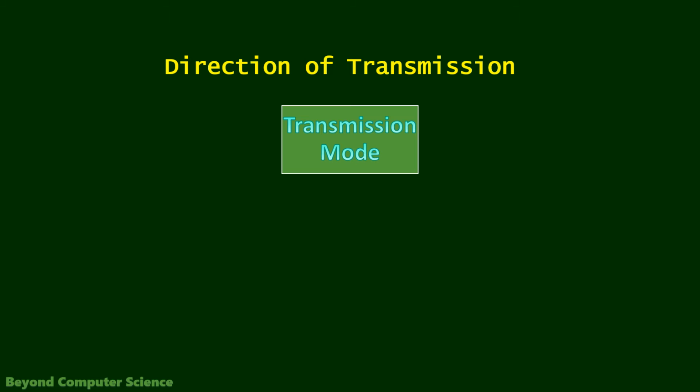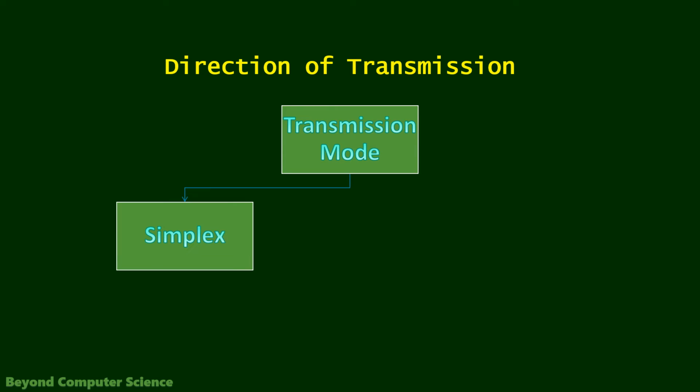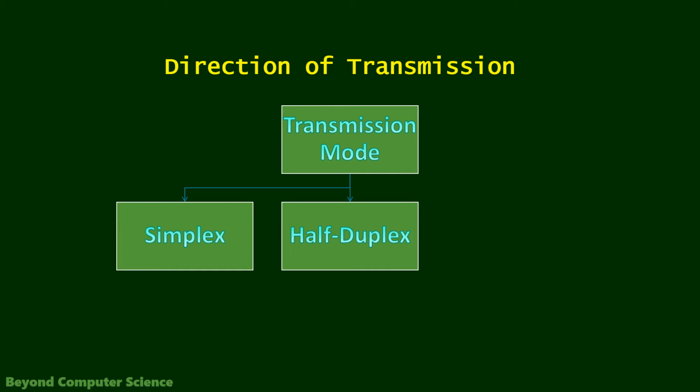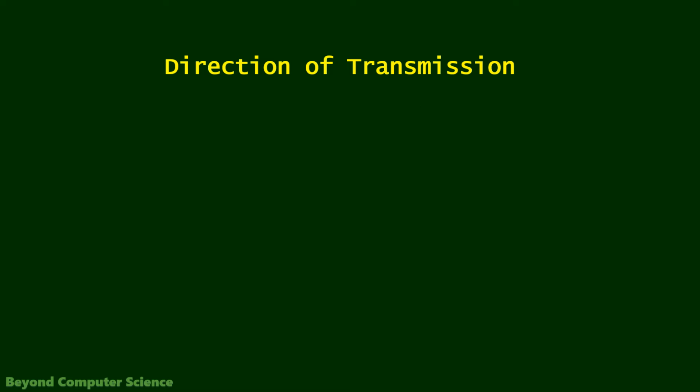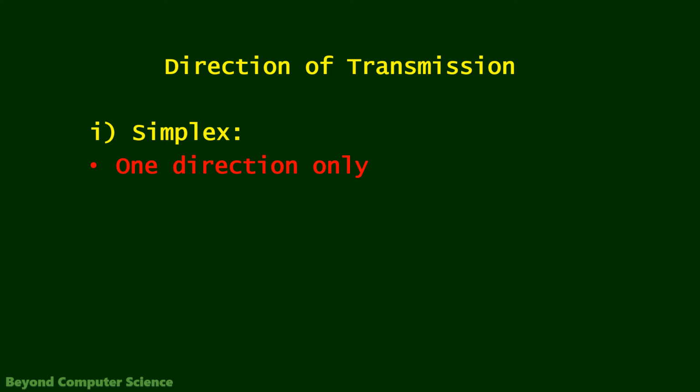We have three types of transmission modes. Two devices can have a simplex transmission, or a half duplex transmission, or a full duplex transmission. Let's talk about simplex first. In simplex transmission, the transmission is happening only in one direction. Means the sender is always the sender and it is always sending the transmission to the receiver. Receiver will never send something to the sender. Sender will never become receiver, receiver will never become sender.